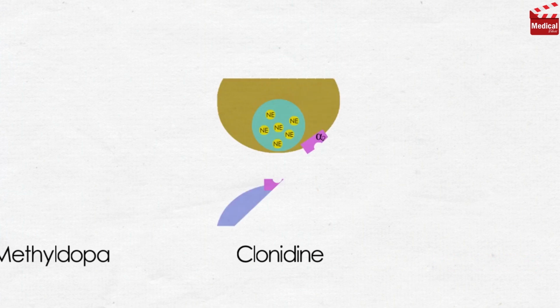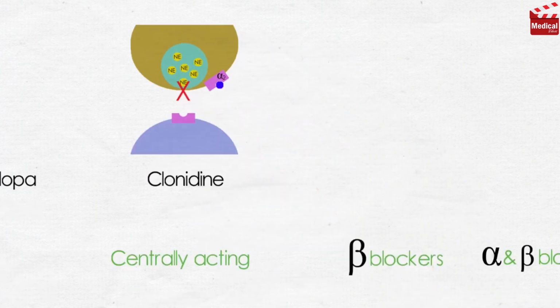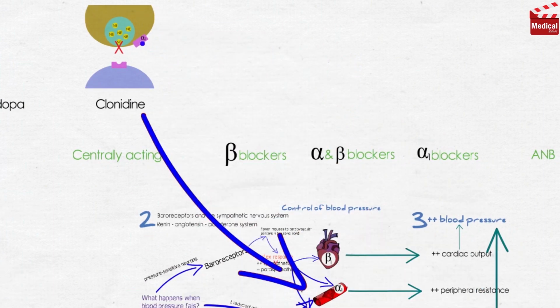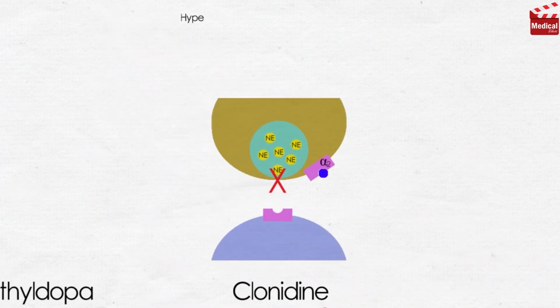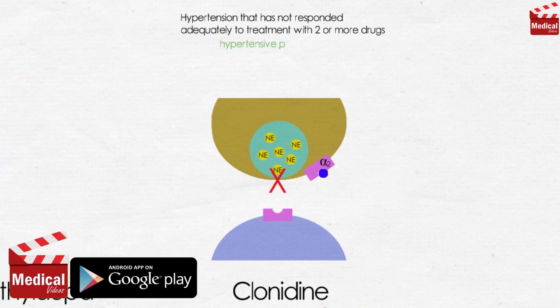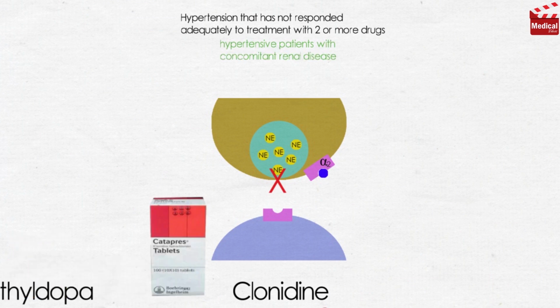Clonidine acts by stimulation of central alpha-2 receptors, and that decreases the sympathetic outflow to the periphery, so decreases total peripheral vascular resistance and decreases blood pressure. It is used primarily for the treatment of hypertension that has not responded adequately to treatment with 2 or more drugs. It is particularly useful in the treatment of hypertensive patients with concomitant renal disease, as it does not decrease renal blood flow or glomerular filtration.